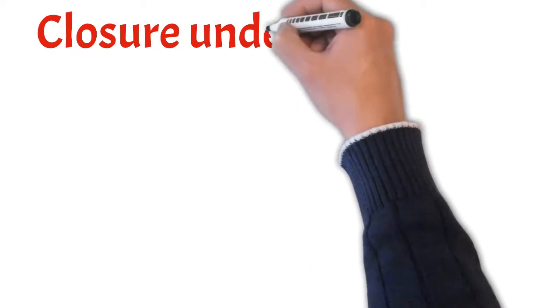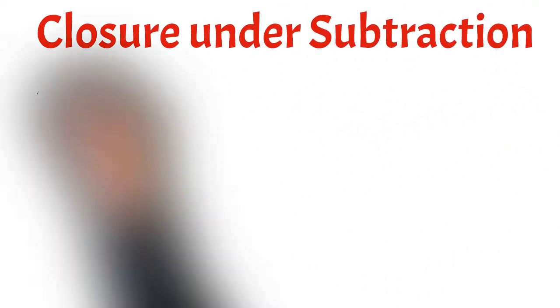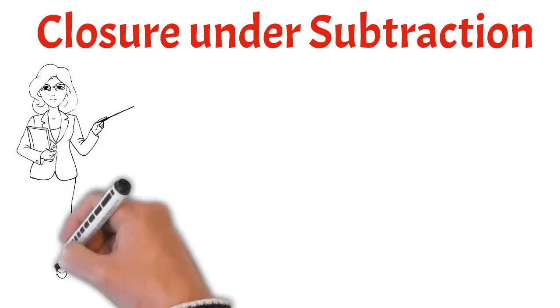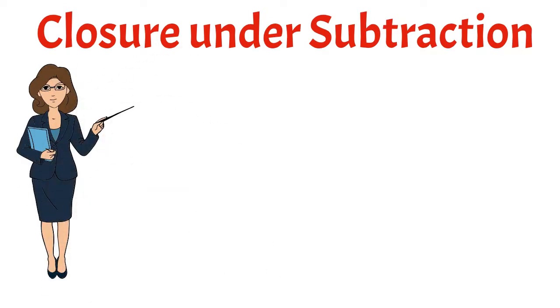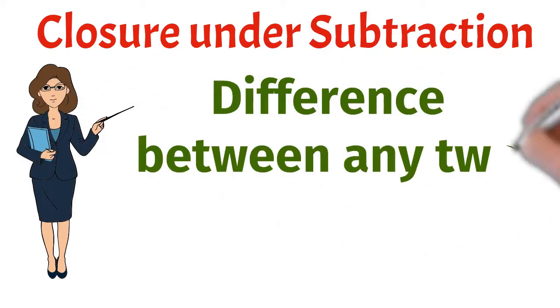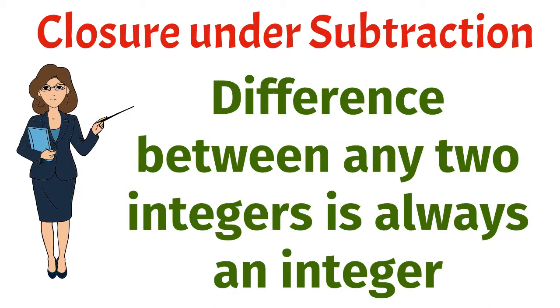Secondly, closure under subtraction. Closure property of subtraction of integers says that difference between any two integers is always an integer. We can also say that integers are closed under subtraction.